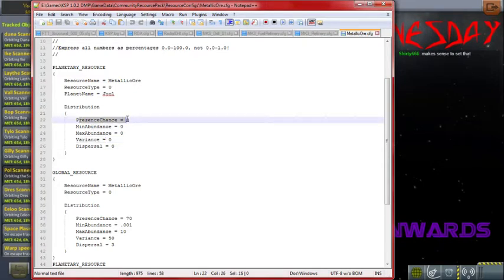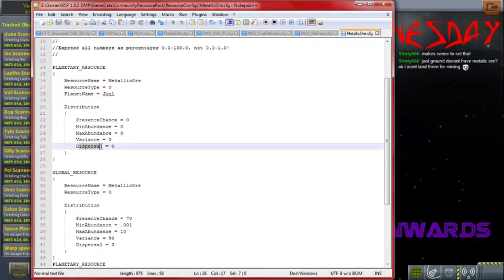So presence chance is a percentage. Is it going to be present in this location or not? So minimum abundance, which is the minimum amount. Maximum abundance, which is the maximum amount. The variance is how fast it varies between the two. And the dispersal is distance between minimums and maximums.